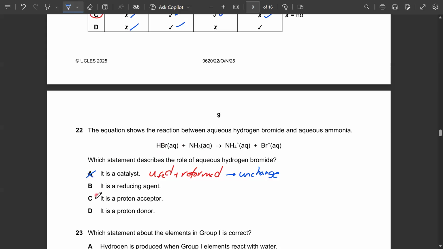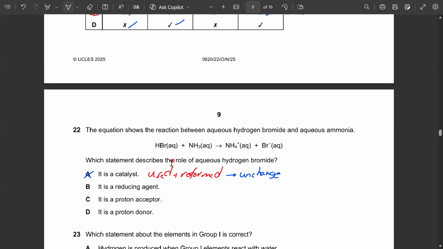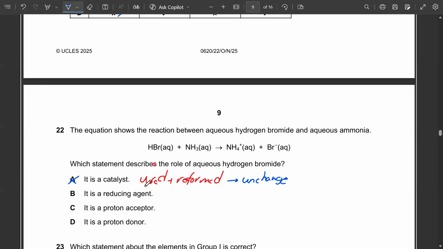B says it is a reducing agent. To validate this answer, you need to assign the oxidation numbers to all the elements. So I will do it one by one for all the elements. In the HBr, we remember bromine is a non-metal, belonging to group number 7, so it will have a -1 charge on it. So hydrogen will have +1.